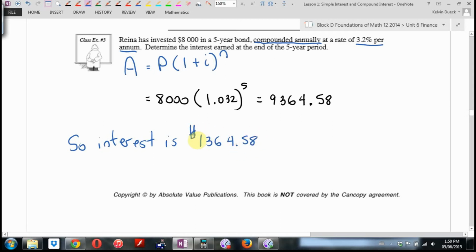How many of you got that? What did this question want me to find? The interest earned. What did she start with? $8,000. What did she end with? $9,364.58. How much of that was interest? Subtract.